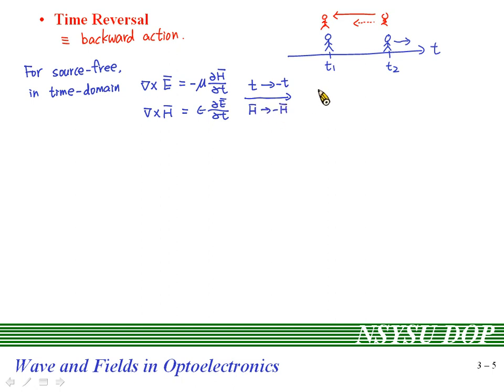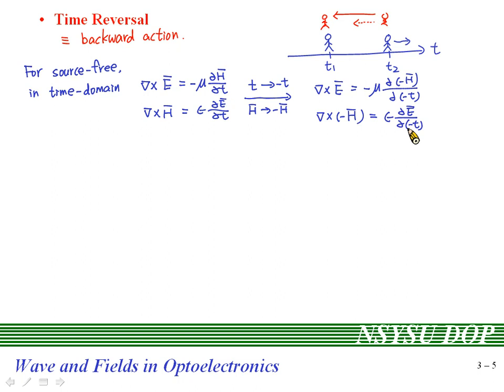Then you will see, replace t and H in these two equations by minus t and minus H. You will have curl E is minus mu partial minus H over partial minus t, and minus curl minus H is epsilon partial E over partial minus t. Sorry, here it should be minus curl of minus H.